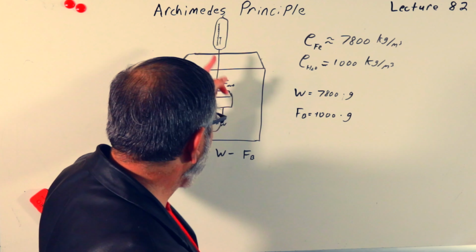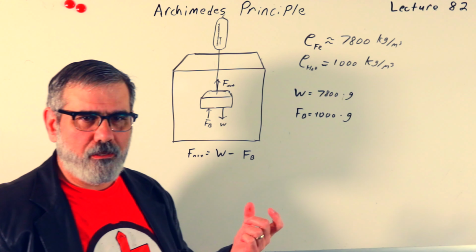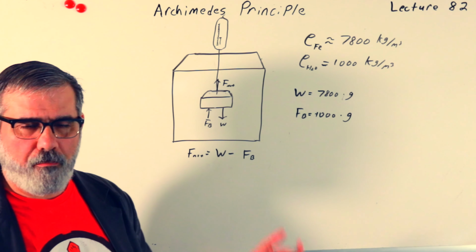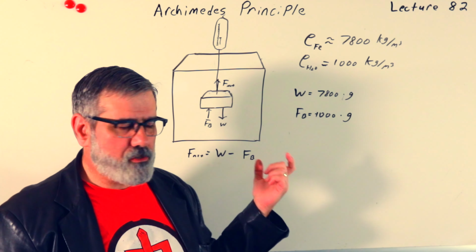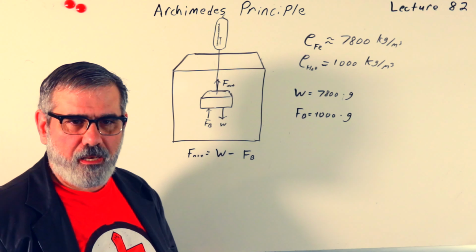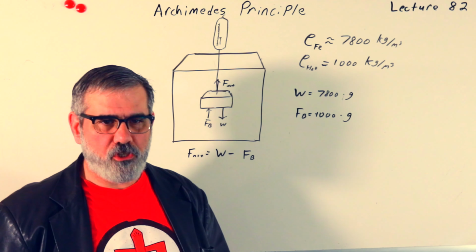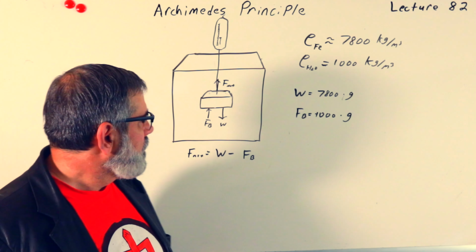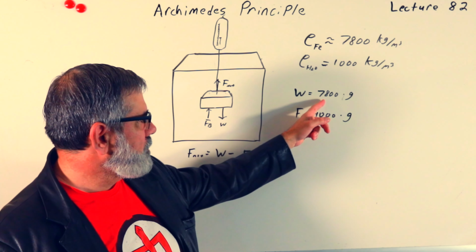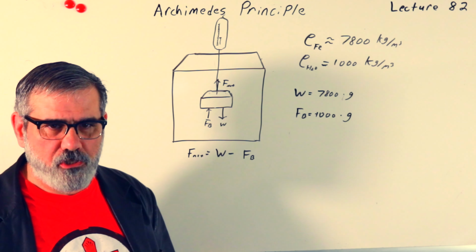So we see that the scale is actually going to read a lower weight for this block of iron than it would if we measured it in just air, right? If we just measured in air, we wouldn't have that buoyant force pushing up on it. And it would measure 7,800 G as its weight, okay? But with the buoyant force, it's 7,800 minus 1,000, so 6,800 G, right?